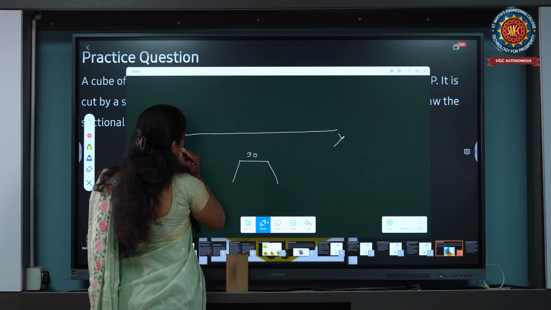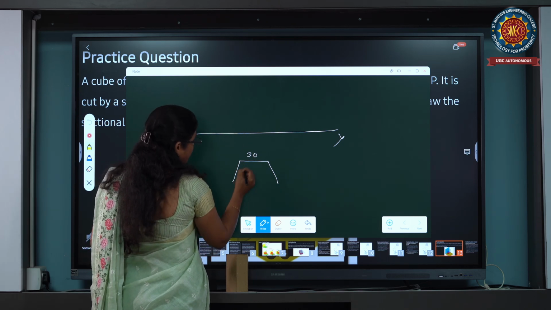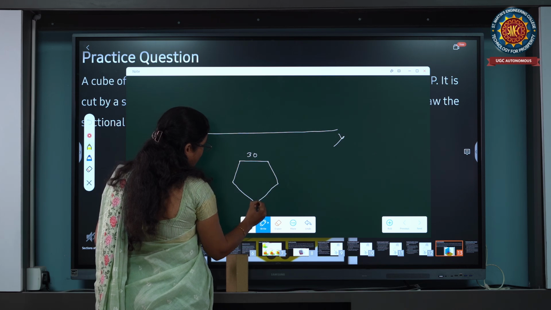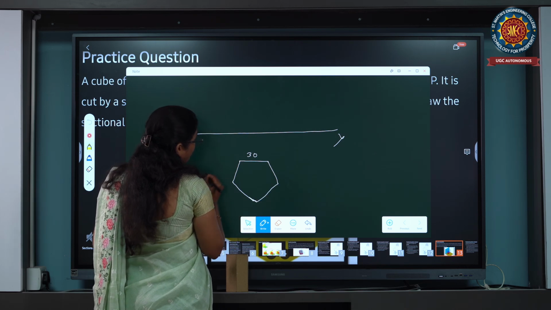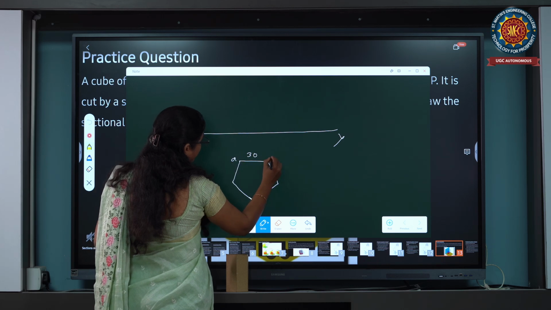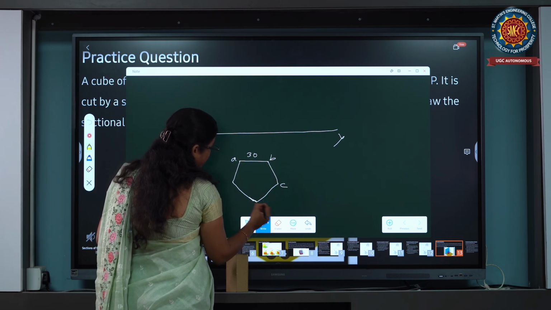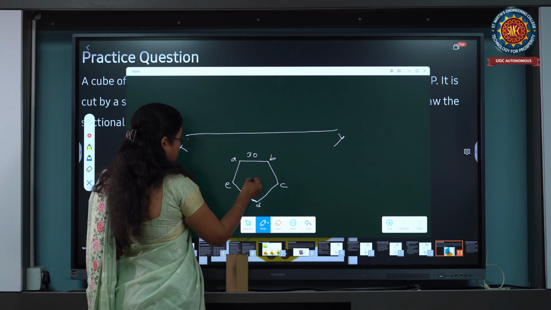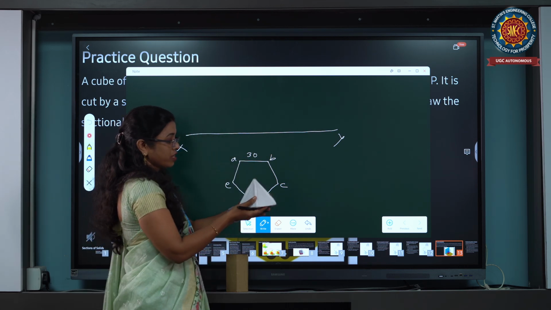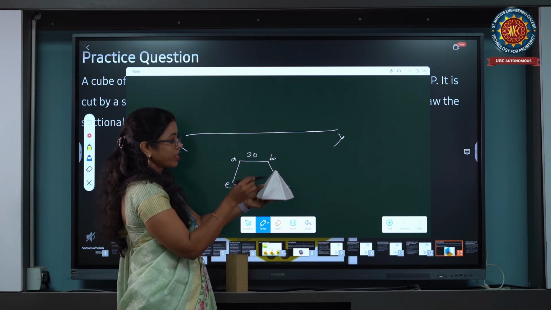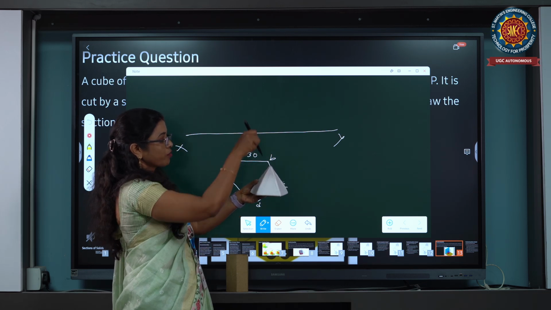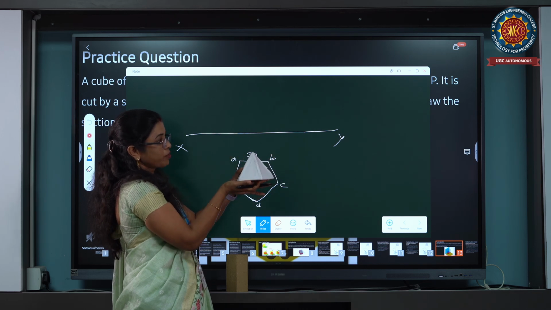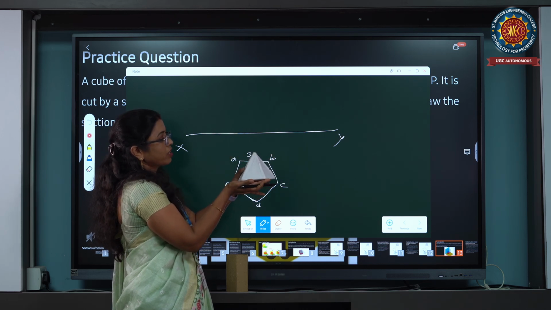First draw a line parallel to the XY line, then set the drafter to 72 degrees and draw one pentagon. This base is represented as a top view. Suppose this one is a pyramid, a hexagonal pyramid. We need to draw the front view and top view. First we need to draw the top view, because this is the true shape of the pyramid.